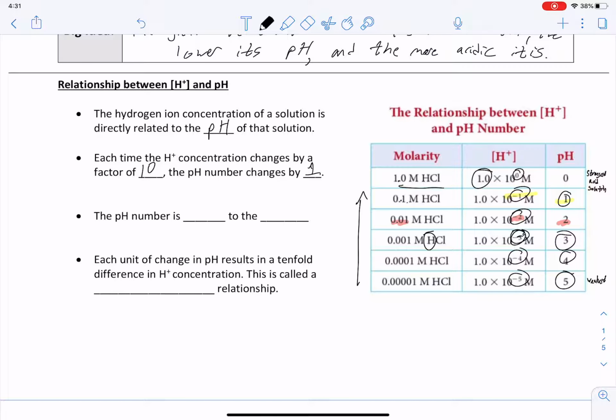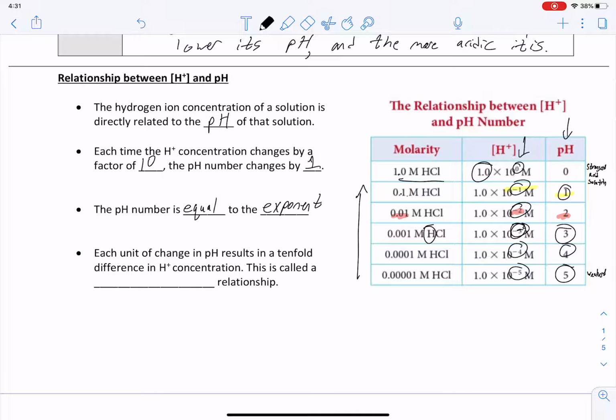And we can also see that the pH is directly related, or we can say equal, to the exponent, as we saw in these two columns, right? The pH number is directly equal to the exponent, as we see there. And then each unit of change in pH results in a tenfold difference in H plus concentration. So every time we go up 10 or move a decimal place over, we go up 1 pH.